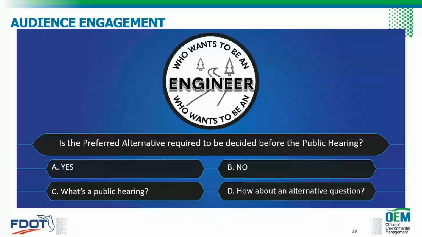All right. Instead of who wants to be a millionaire, who wants to be an engineer? Thank you. We already got the poll up. Is the preferred alternative required to be decided before the public hearing? Yes? No? What's a public hearing? Or how about an alternative question?